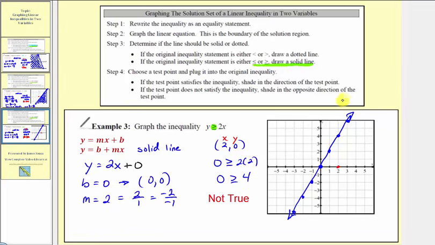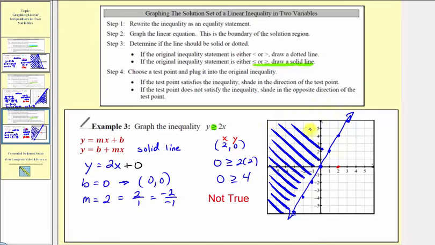So we shade in the opposite direction or opposite side of our test point. So we selected this test point here, which was not true, or false, which means we shade the other side, or in the opposite direction, which should be this side here. This region, including the solid line, contains all the points that have ordered pairs that would satisfy the inequality y greater than or equal to 2x.